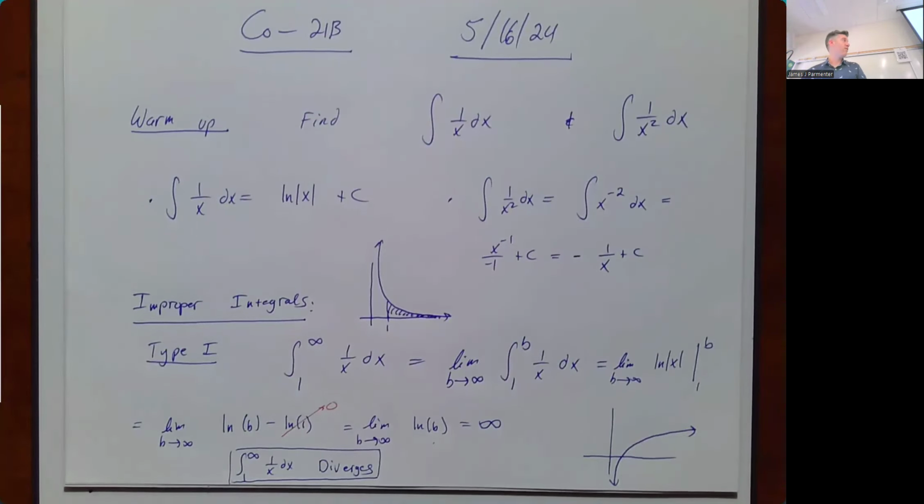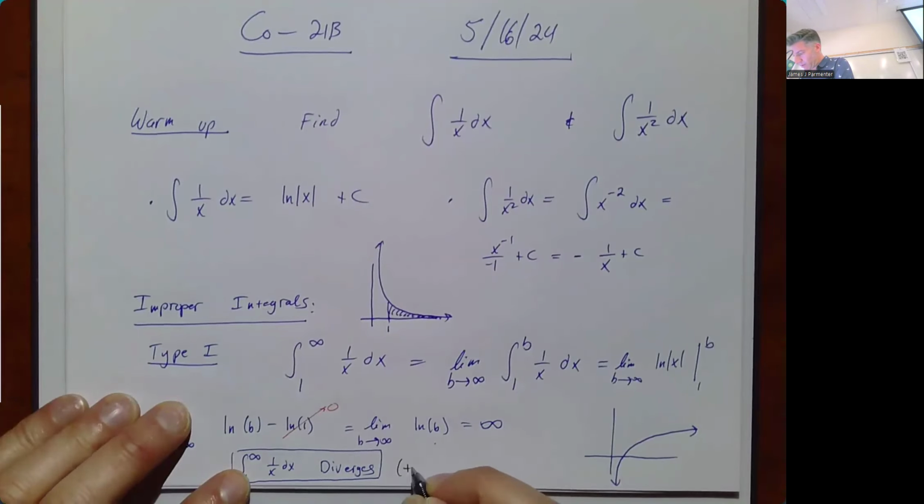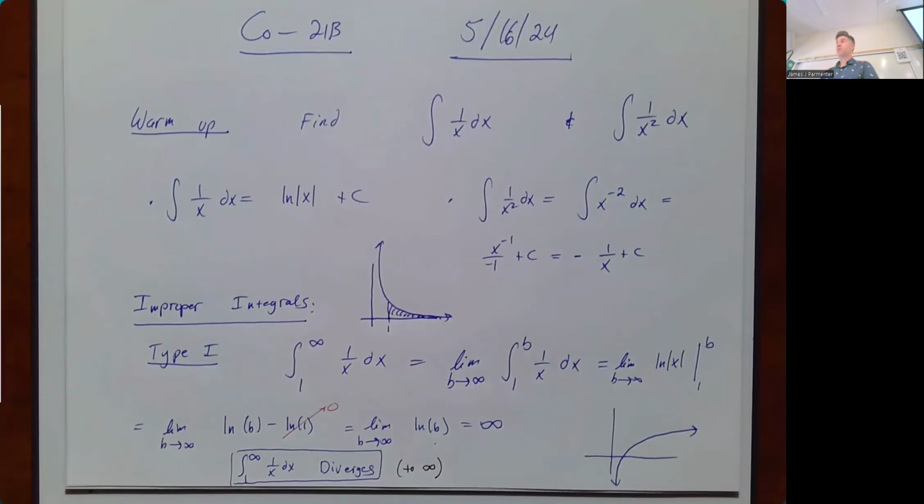You can leave it at that, or if you want to say more, you could say it diverges to infinity. So when we're talking about improper integrals, every improper integral is either going to be convergent or divergent. We're going to say converges if the integral is equal to a finite real number. We're going to say diverges otherwise. So it could diverge to infinity, it could diverge to negative infinity, or it could just diverge because the limit doesn't exist. So let's look at a few more examples.